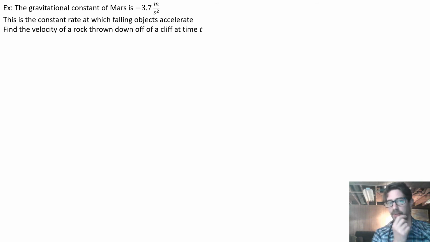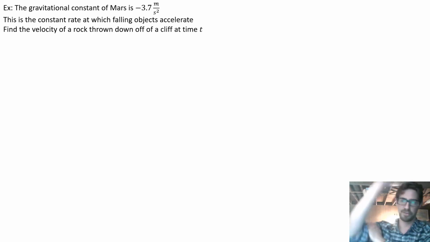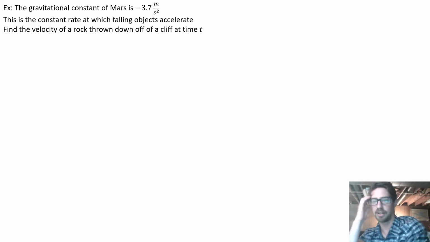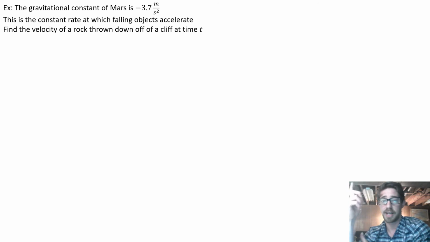So remember what that is. This is the constant rate at which objects accelerate. So it's not just falling objects. If I throw a rock on Mars, it's always accelerating 3.7 meters per second squared down. If you've had any linear algebra, that's a vector pointing this way. So it's sucking everything down, right? That's why it's negative. So whether or not it's actually falling or being thrown in the air, that's still its gravitational constant. That's why it's called a constant. It doesn't change.